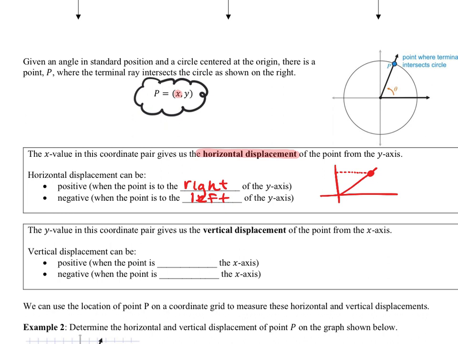Continuing on, the y value in the coordinate pair is going to give us what's called vertical displacement, comparing the point to the x-axis. So in a quick little image here, if this was my terminal ray, the vertical displacement is just the distance going straight down to the x-axis, no matter how high it is. Straight down. Vertical displacement, pretty obviously, is going to be positive when the point is above the x-axis, since those are positive y values, and negative when the point is below the x-axis. So that's the y value. I forgot to highlight y up here.